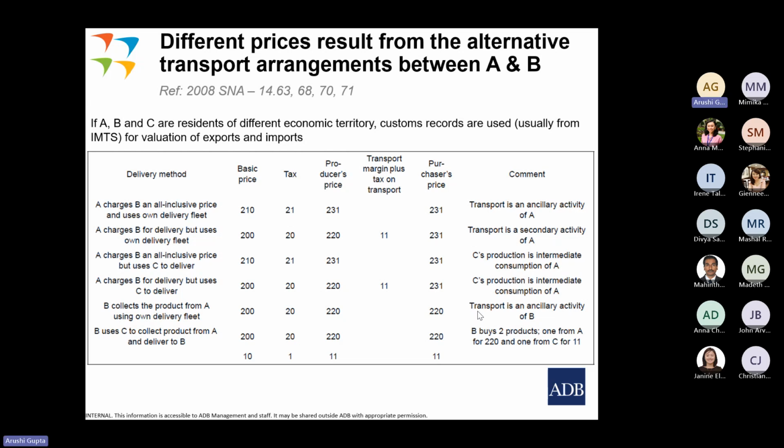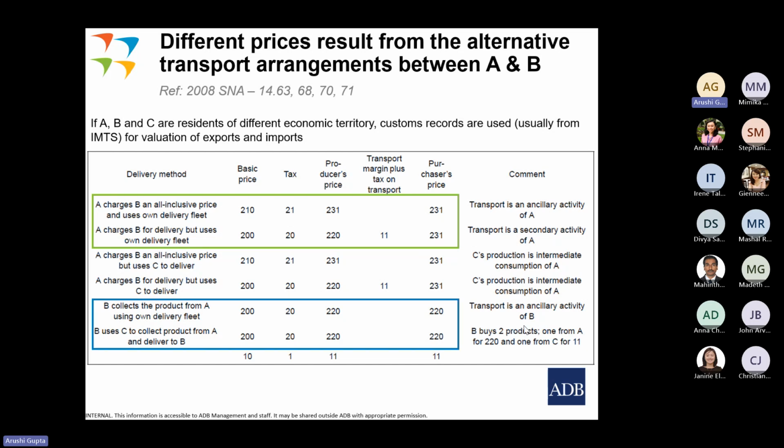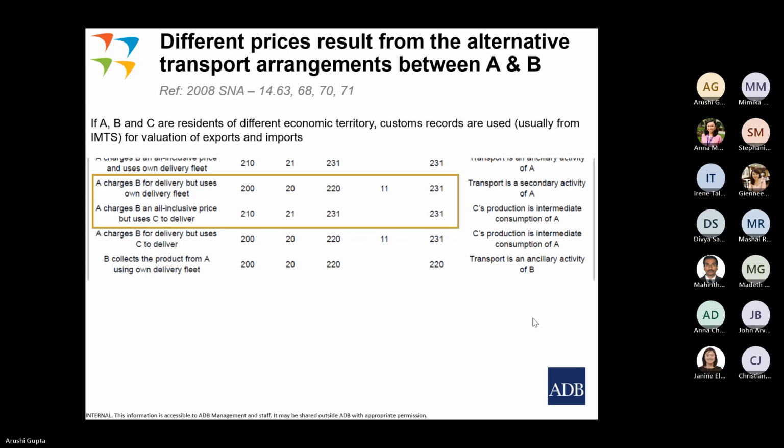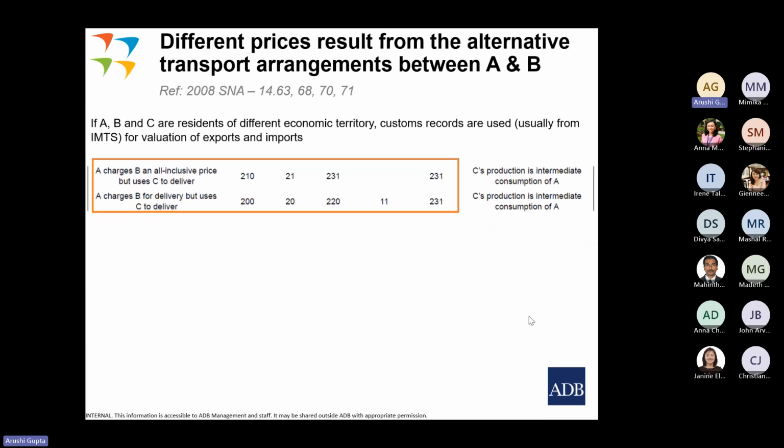So, following the previous example, if A and B are resident in different economies, whenever A takes the responsibility for delivery to B, the value of exports from A and the corresponding value of imports by B include the cost of transport. However, if B takes responsibility for transport from A, then neither the value of exports from A nor the value of imports into B include the value of transport. So then there are more cases that we can disaggregate when C is used to undertake the transport. If a third party C is used to undertake the transport, the residence of C is very important in determining the value of total imports and exports.